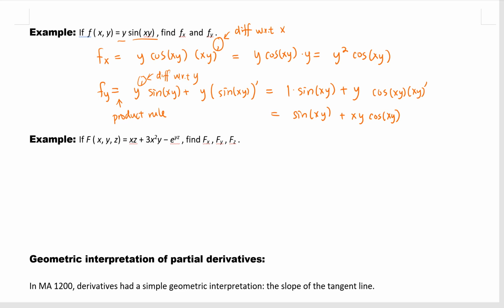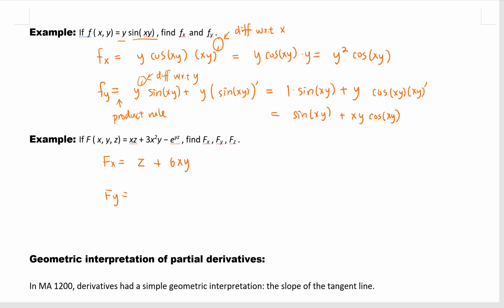Alright, let's continue. So next example, we have fx. So here we consider x as the variable and y and z are just constant. So let's look at the first term. Derivative of x is 1. Then the z is multiple, just stay there. 3x squared derivative is 6x. The y stay there. And then e to the yz has no x in it, so it's just constant. So far, so good.